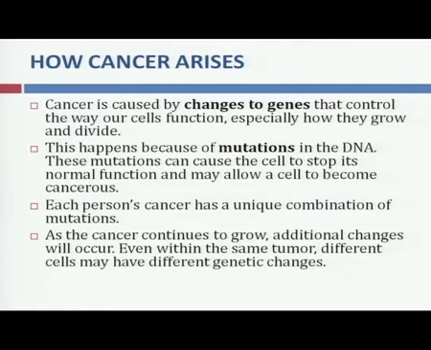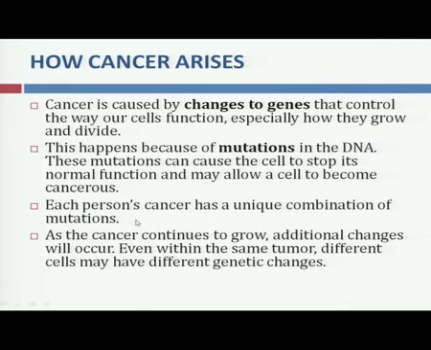As I had said earlier, at the root cause of cancer is mutation. The mutations are taking place in the DNA, and because of these mutations the DNA starts sending wrong information, the cell division fails to stop, and the cells keep on dividing continuously. So, how do these mutations affect the normal cells? What happens when the mutations occur? These mutations cause the cell to stop its normal function and allow a cell to become cancerous.